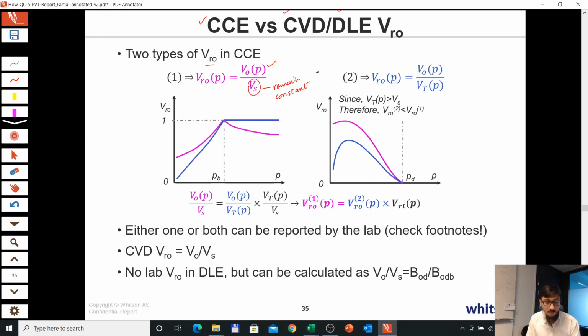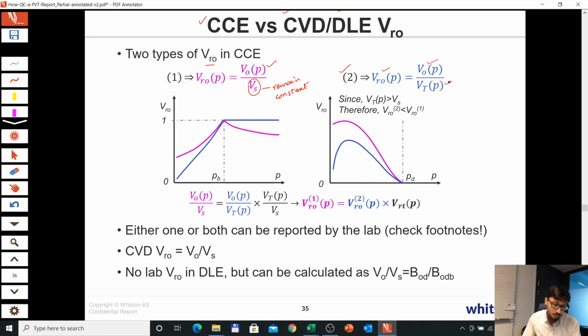Okay, so this remains constant at all pressures. So the only thing that's varying with respect to pressure in this VRO type 1 is the oil volume. Okay, and then we have this second type, which is VRO as a function of pressure, equal to the oil volume at a given pressure divided by the total volume, meaning oil plus gas volume at the given pressure.